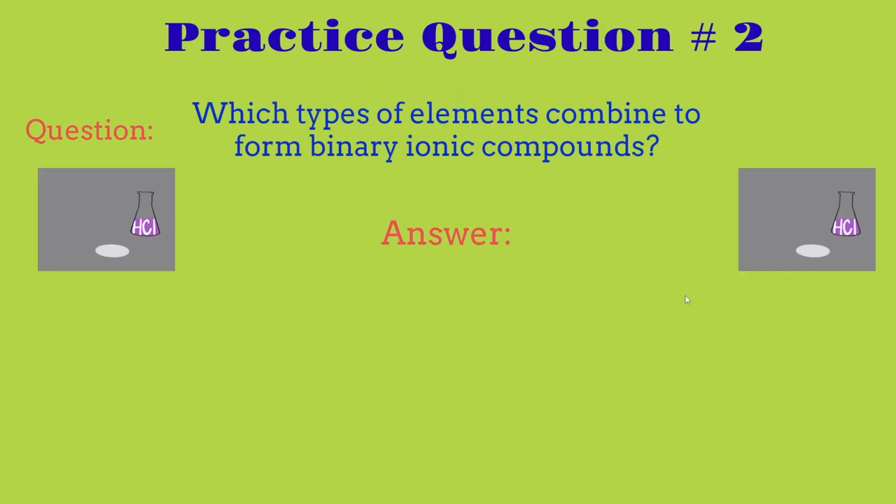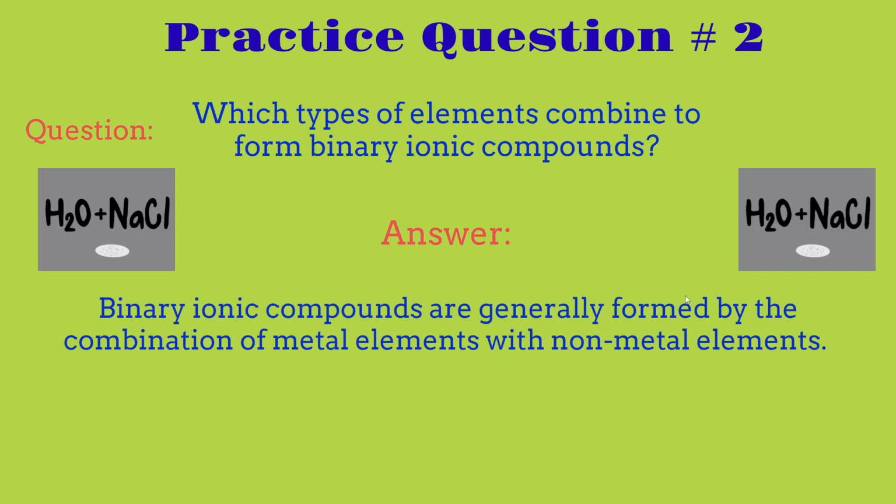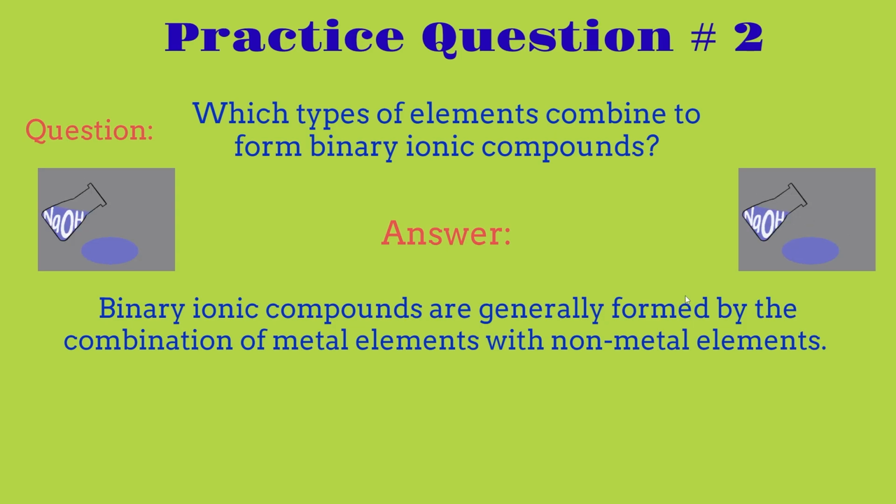So practice question number 2. Which types of elements combine to form binary ionic compounds? As we said in the last slide, binary compounds are two different elements combined together. So the answer for the solution should be a nonmetal with a metal. Binary ionic compounds are generally formed by the combination of metal elements with nonmetal elements.